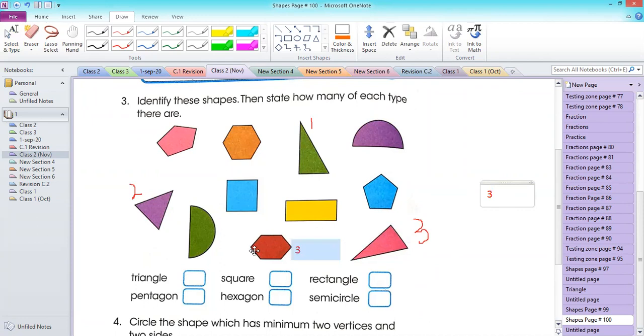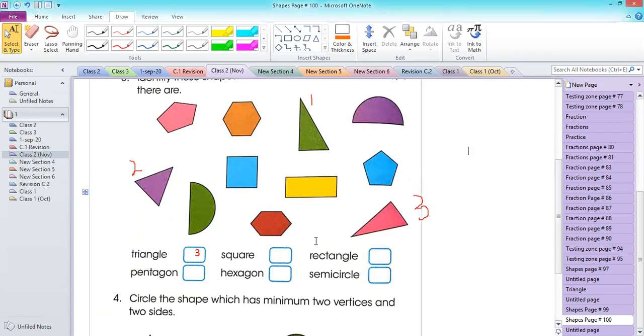How many triangles are there? There are 3 triangles. 1, 2, and 3. So I have done it. Do you understand, guys? Do you understand how to count triangles? How to check? So there are 3 triangles. You check the properties in the shapes and you check this is 1, 2, and 3. So these are triangles.